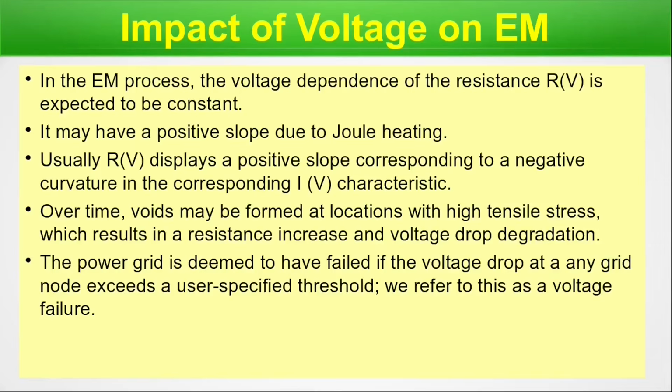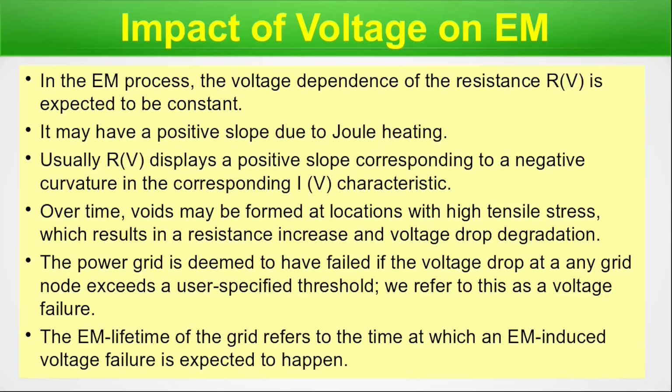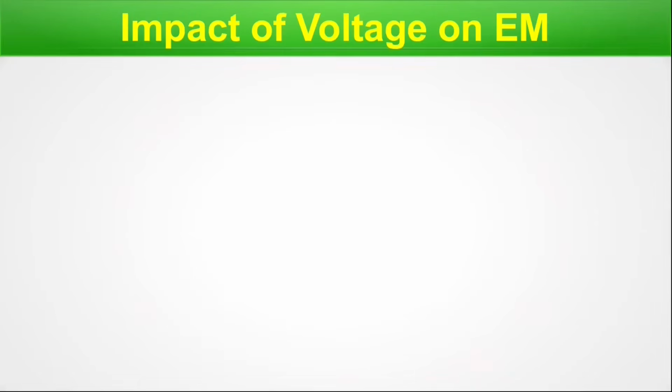The power grid is deemed to have failed if the voltage drop at any grid node exceeds a user specified threshold. We refer to this as a voltage failure. These specifications come from the design as well as from the DRM. These things have to be maintained. The EM lifetime of the grid refers to the time at which the EM induced voltage failure is expected to happen. So this is the entire picture of the failure of a power grid in terms of voltage. We are done with this particular slide, so let's move on.